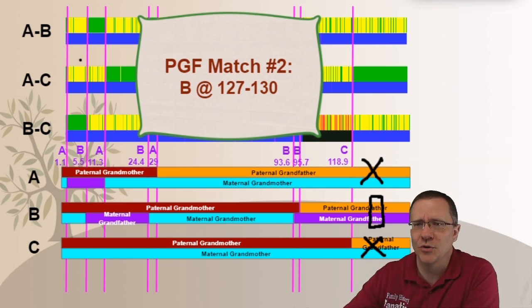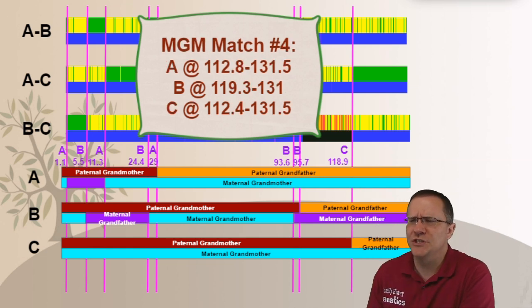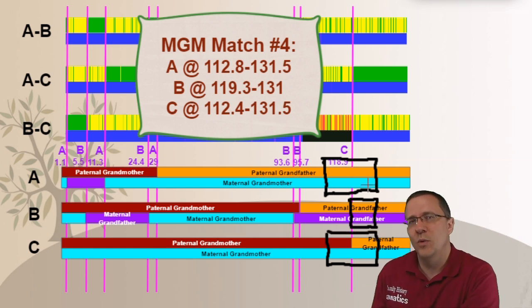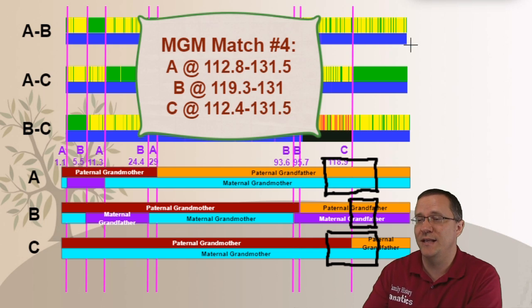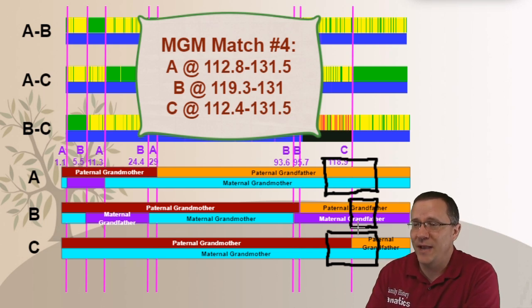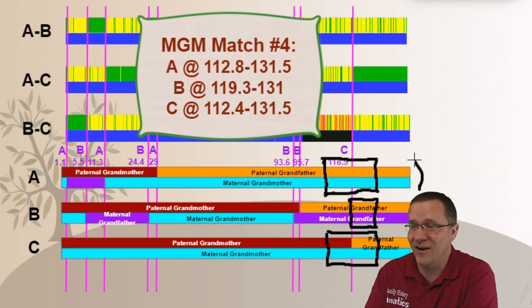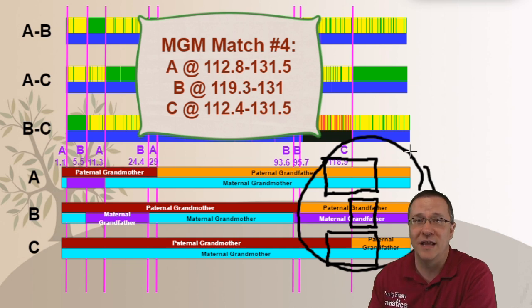Let's look at our maternal grandmother match. Now, the maternal grandmother match had from 112 to 131. It had from 119 to 131. And it had from 112 to 131. We had said that Teal was the maternal grandmother, but we can see right here that on person B, this match is overlapping where the maternal grandfather is. So this is curious because this happens to be in the same area as our paternal grandfather discrepancy. And so it's likely that this area of our visual phasing is incorrect and we need to do something different.